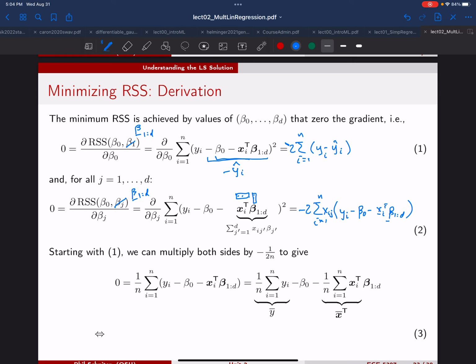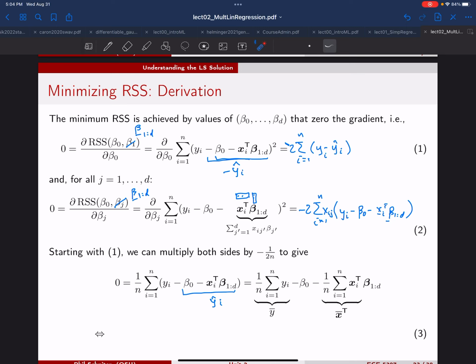Okay, so we're almost done. To make both of these convenient, let's multiply. So we want to solve this: 0 equals this, 0 equals this. Let's multiply both by minus 1 over 2n. That will change the minus 2 into a 1 over n. So in the first case, we get this expression. Here I've expanded out the y_i hat, expanded back out.